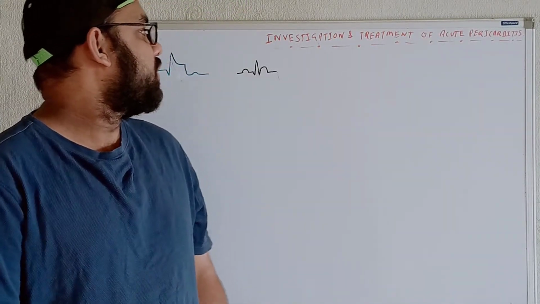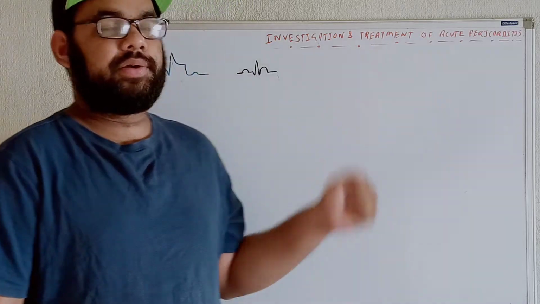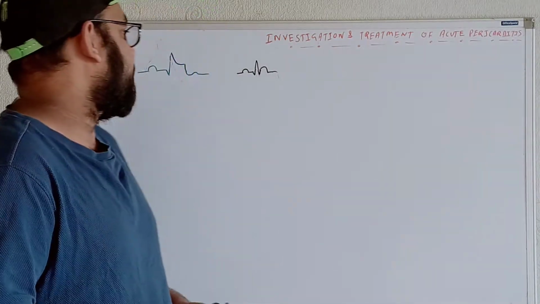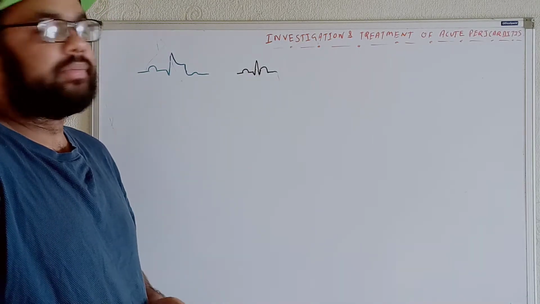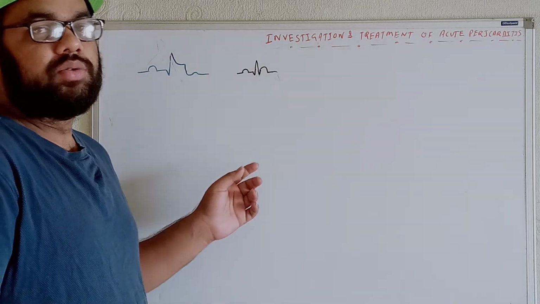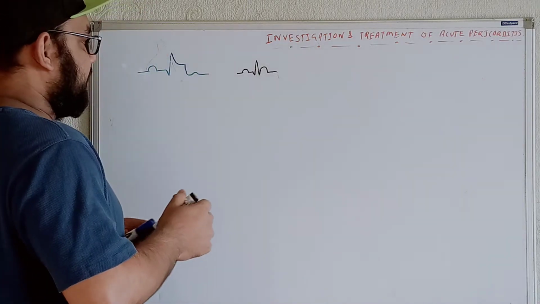It is now 101. Now we'll talk about the investigations and the treatment for acute pericarditis. In the previous video I have already explained what type of differentiations you will get in terms of myocardial infarction and acute pericarditis, because in both cases we get ST segment elevations, right? Now try to understand over here.